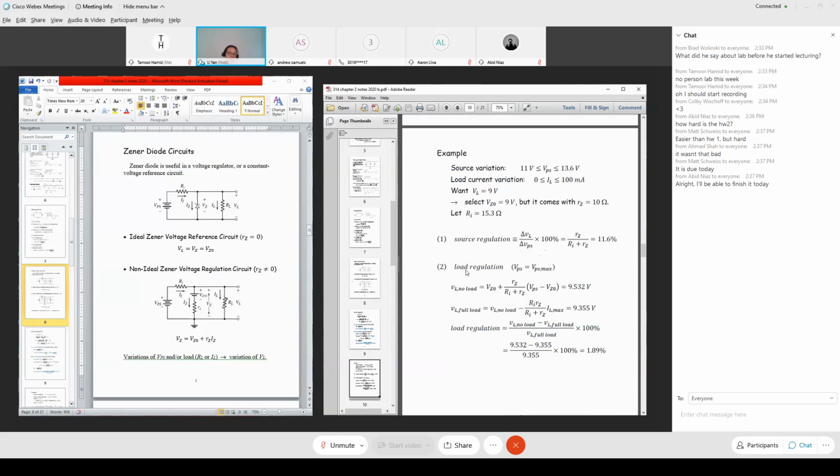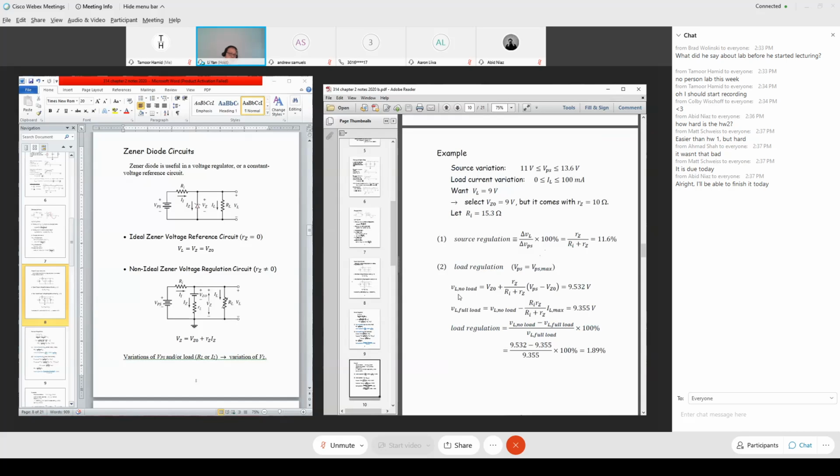How about the load regulation? The load regulation, as we said earlier, assumes the input voltage is constant. For a specific example calculation, we take the input voltage at its maximum value. So VPS maximum means the input voltage equals 13.6 volts. Assume the input voltage is stable at this peak level, but the load current can change.